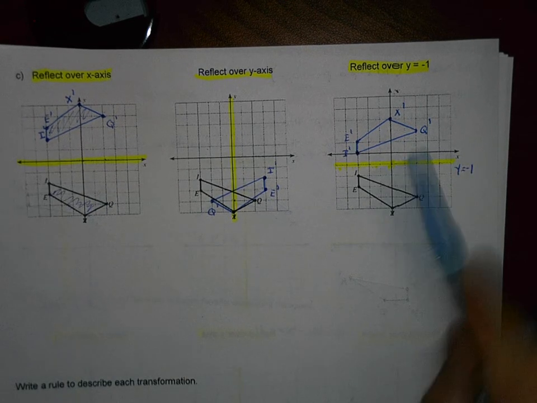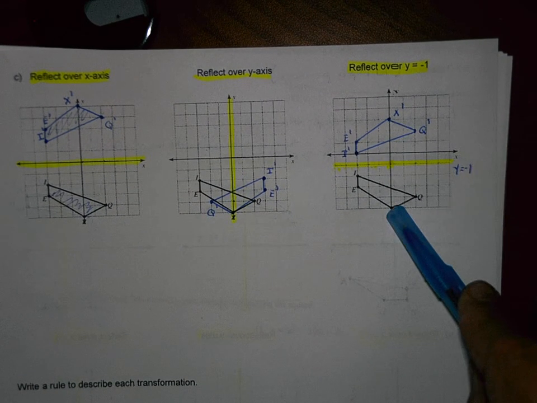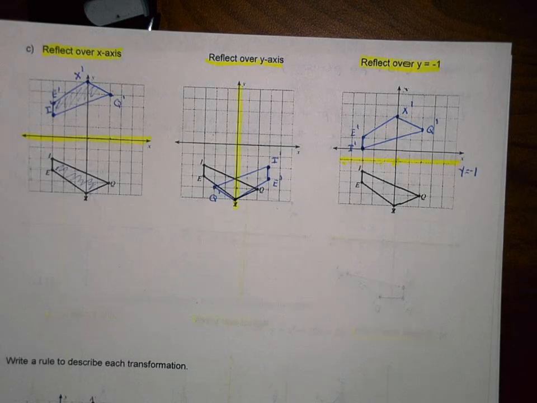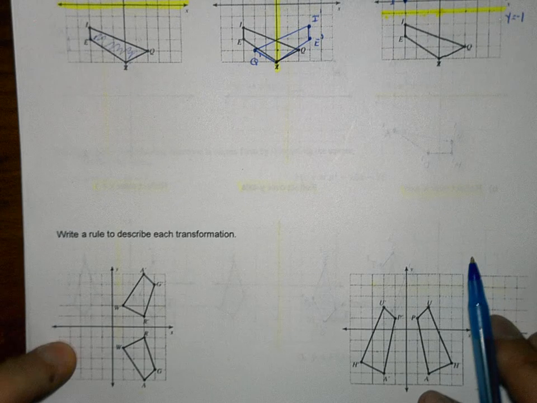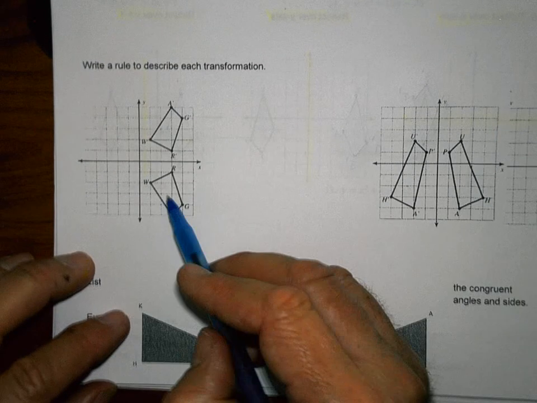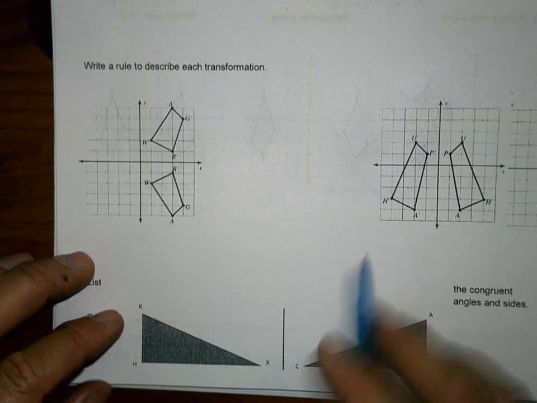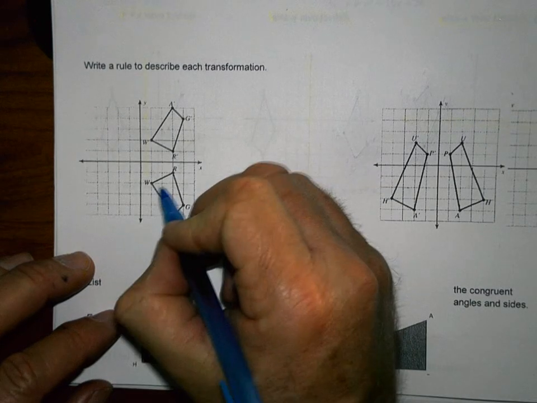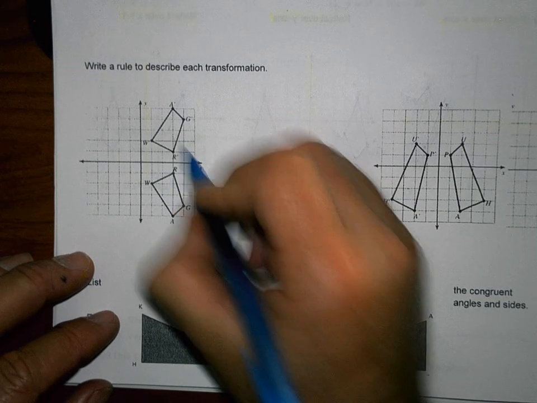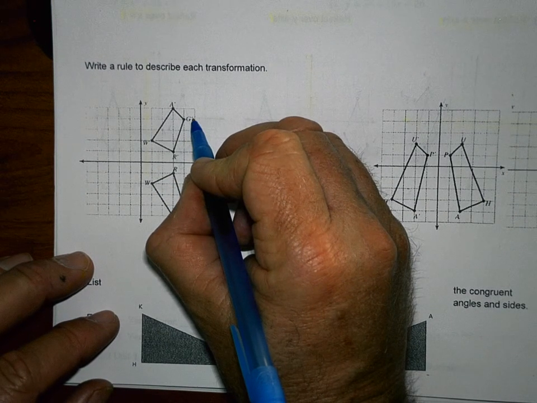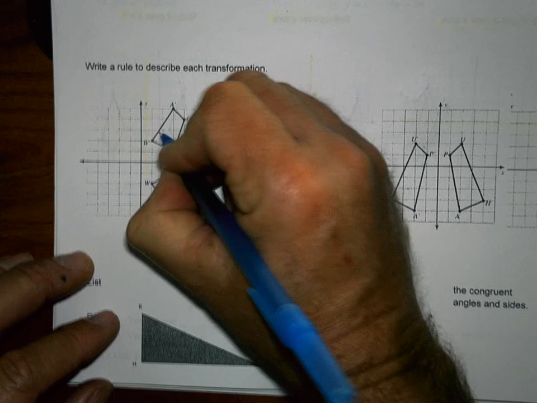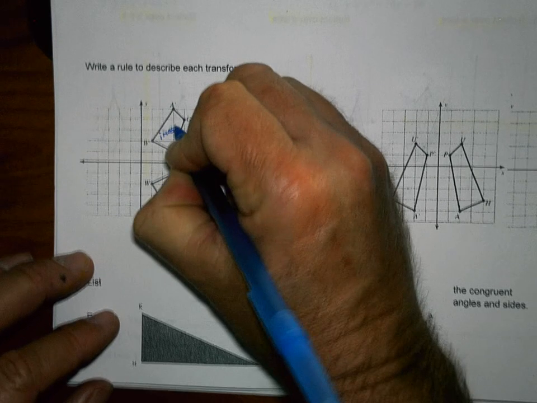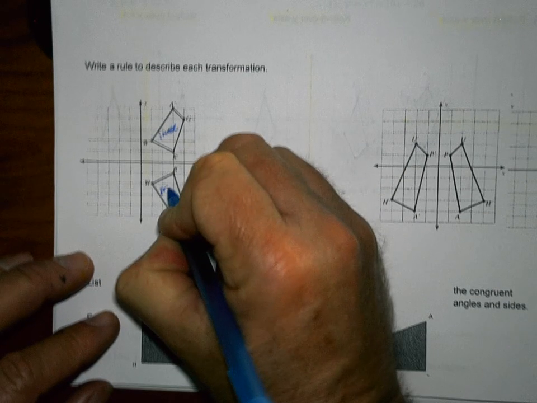That's going to be the image of my pre-image when I reflect over y equals -1. Okay? All right, so now right here we're going to write a rule to describe each transformation. You can see the reflection is already done. Now it's a little hard to tell, how do you know which one's the pre-image and which one's the image? If you look closely, the G and the A have the little prime symbol, so this is going to be my image. This is my pre-image, okay?